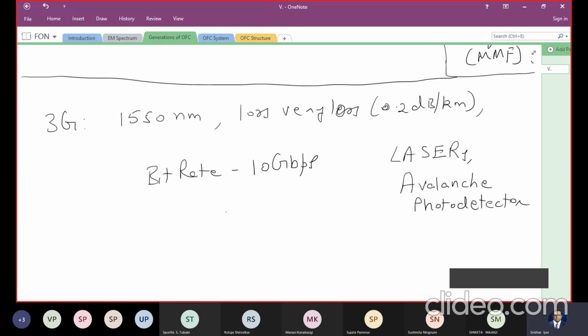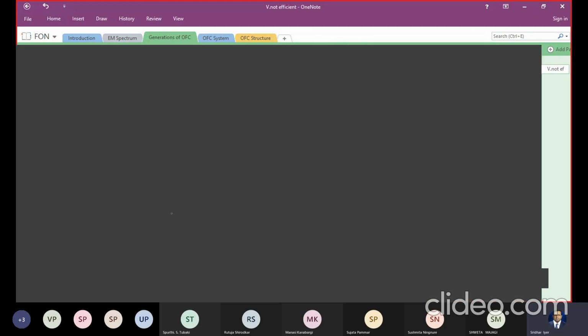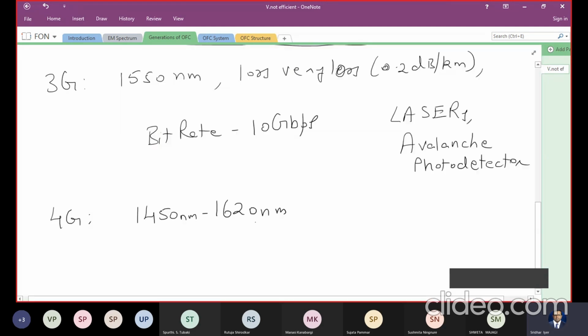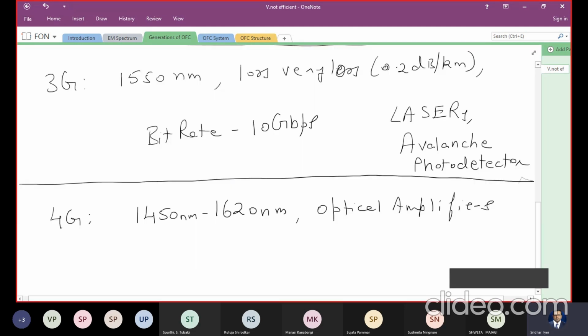Just an enhanced version of this 3G, we also have a fourth generation. This was in the wavelength range of 1450 nanometer to about 1620 nanometer. It used optical amplifiers. The previous generations used electrical amplifiers. Right now, I'll not tell you the difference between the two, but when we talk about amplifiers, I'll let you know what is the difference between electrical and optical amplifiers.